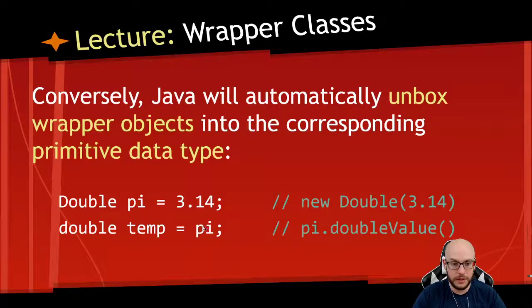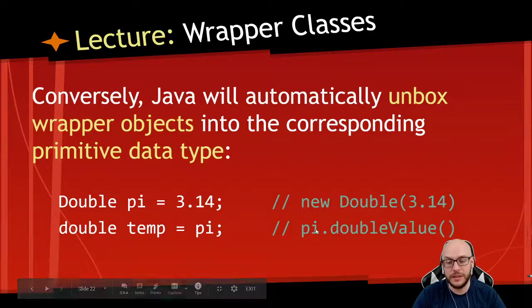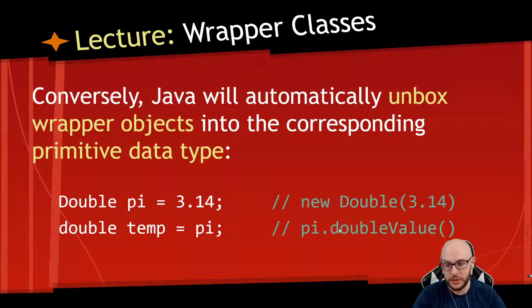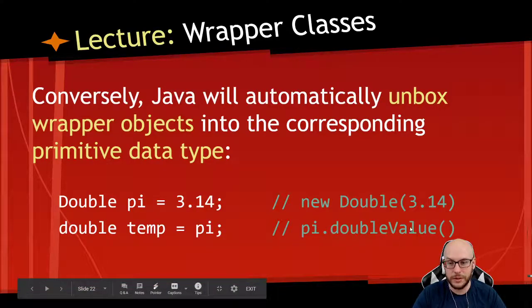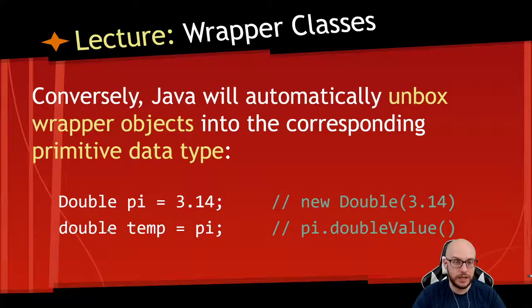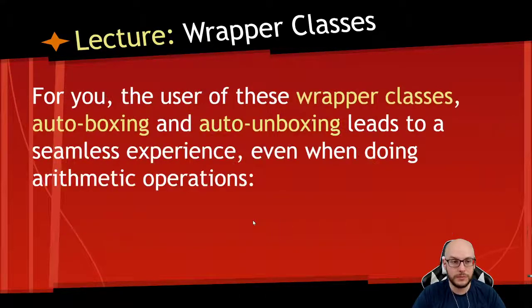Okay, so that is wrapping up the object, that is boxing it, but we can unbox it. Right here I'm taking pi and I'm saving it into a double primitive data type. That shouldn't work. The data type of pi is a Double object. I'm trying to save an object into a primitive data type. What's really going on behind the scenes under the hood is a call to pi.doubleValue. This is just an accessor method. It's pulling the double value out of the object before saving it into the variable.